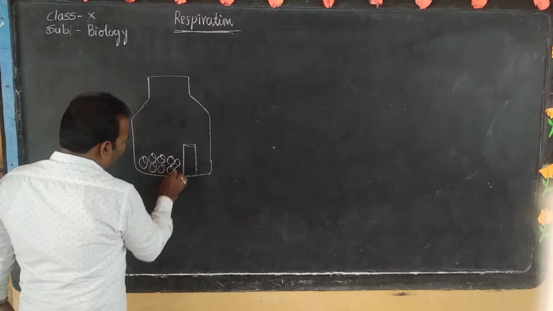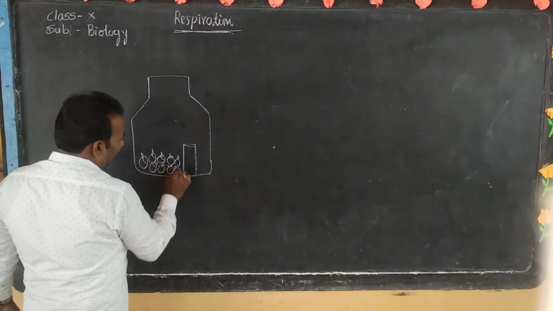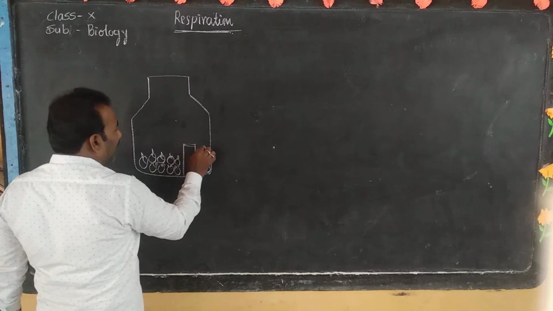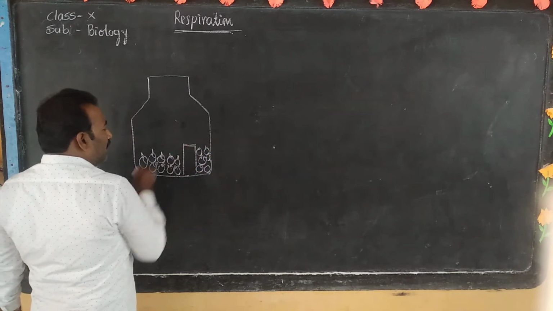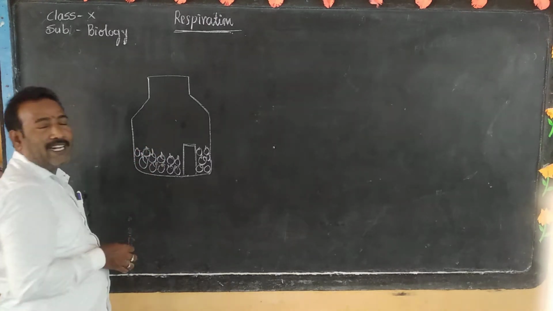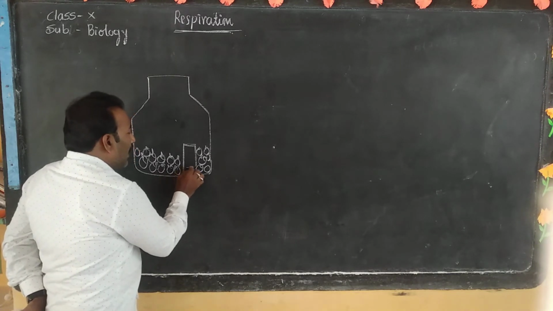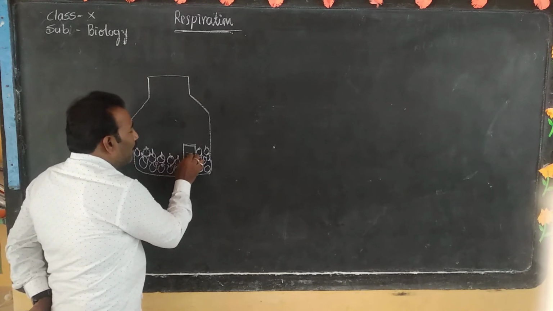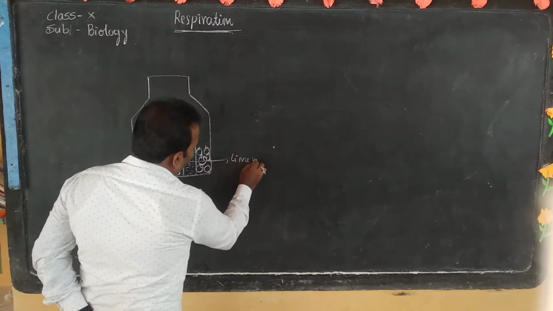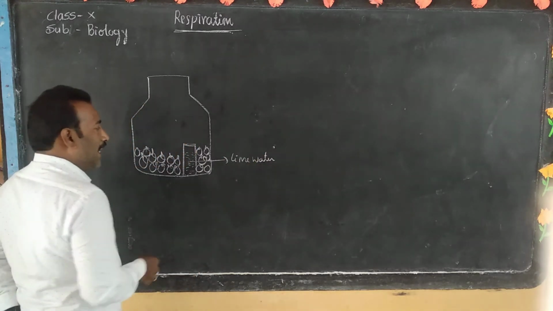These are the germinating seeds, germinating seeds of either moong or Bengal grams. Take one wide mouthed glass bottle, then keep the germinating seeds into the bottle. Then take one glass beaker and fill a few ml of lime water. Keep the few ml of lime water in the bottle.